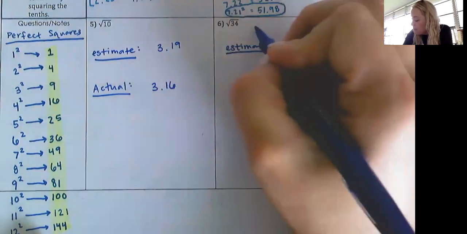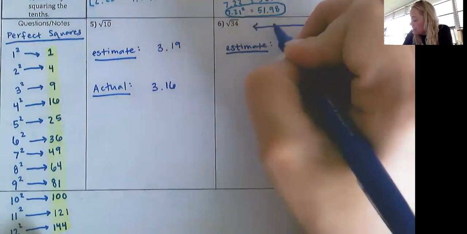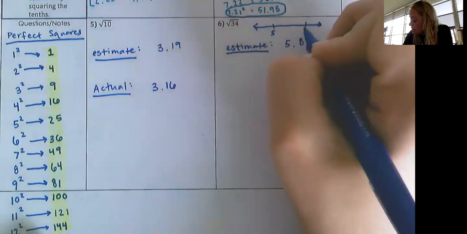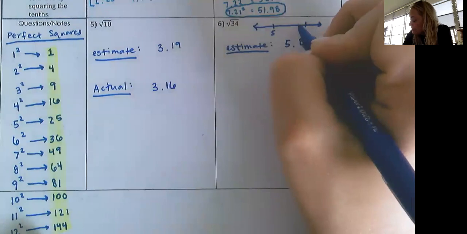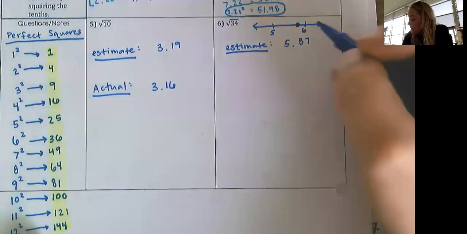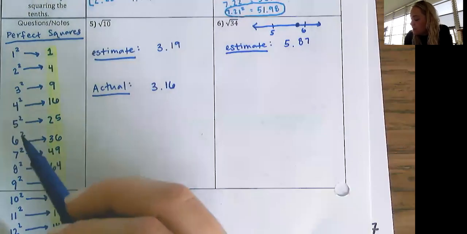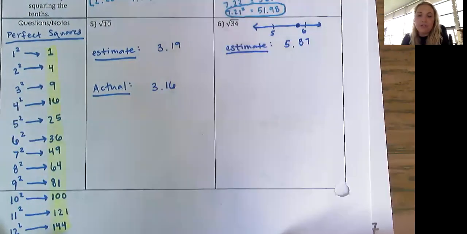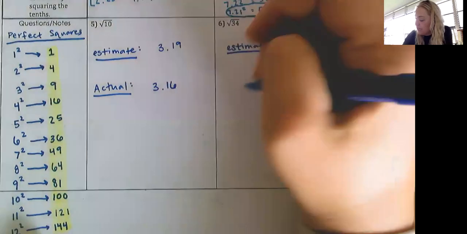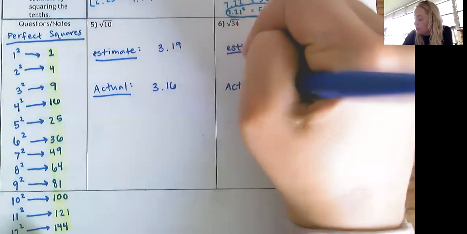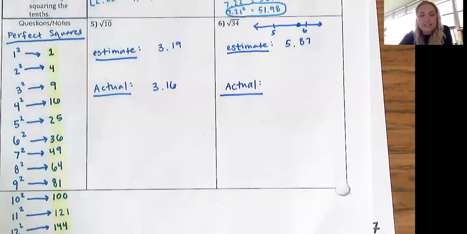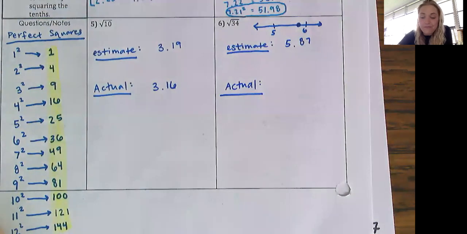On your number line, 5 and 6 would look like this, and 5.87 would be like there. So I know that 34 was just a little bit below 36, so its square root is hopefully going to be just a little bit below 6. Okay, let's find our actual. We're going to go back to our calculator, and I'm going to type in the square root of 34.